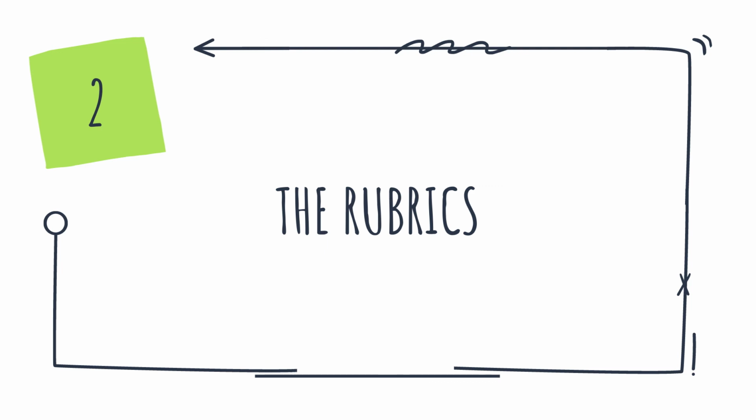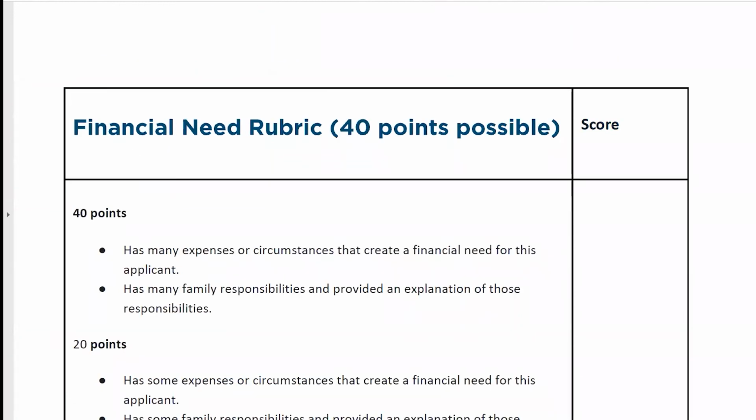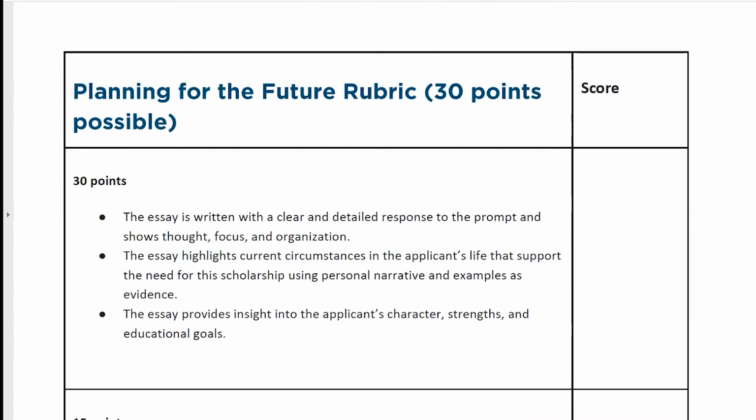You can find a link to the rubrics in the Before You Begin section of the application, as well as on our website at edmonds.edu/foundation. So these are our rubrics. As I mentioned before, the Academic Learning and Experiences section is worth 30 points. The Financial Need section is worth 40 points, and the Planning for the Future section is worth 30 points. This is the exact set of rubrics that I will share with reviewers when it's time to begin scoring. There's no mysteries here. We want you to know exactly what we're scoring you on.